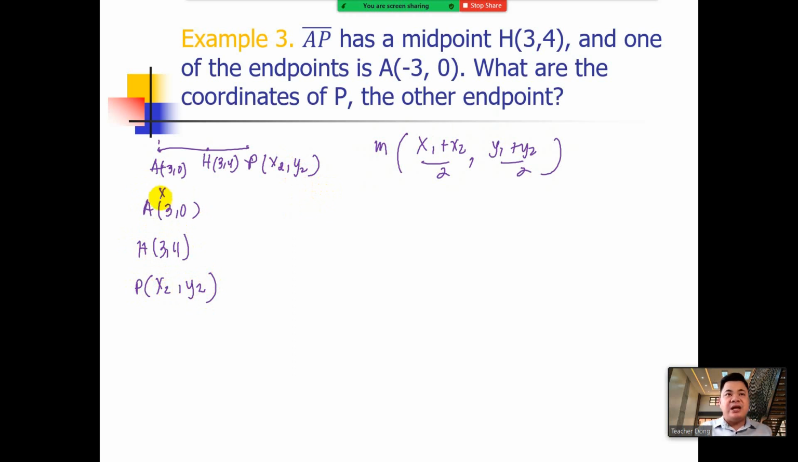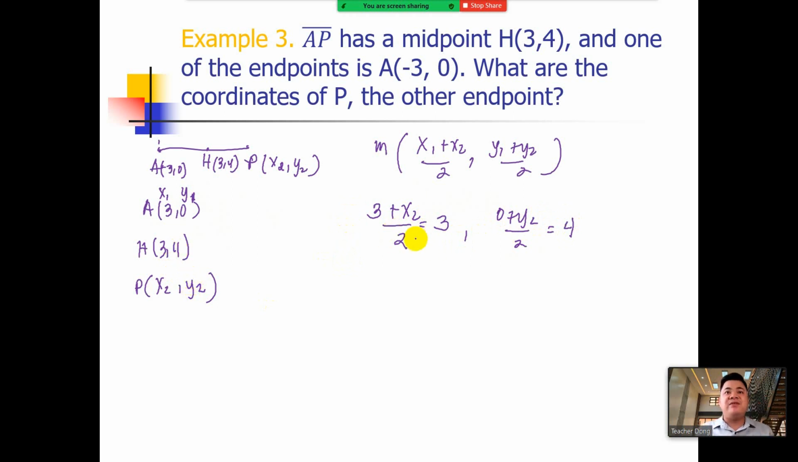As you can see, your x sub 1 and your y sub 1 are given. So therefore, we can substitute them. We have x sub 1, which is 3, plus the unknown x sub 2 over 2. How about for the midpoint, which is 3? You just have to simply equate it to 3 because the midpoint is given. Then for the second one, your y sub 1 here is 0 plus y sub 2 over 2. And then the y coordinate of the midpoint is 4. So let's substitute. So this is now the coordinates of the point P.